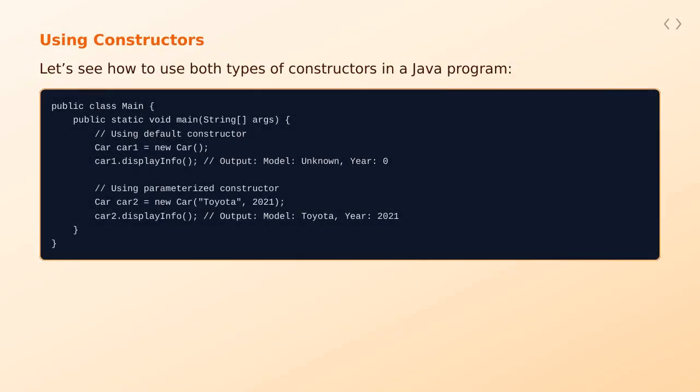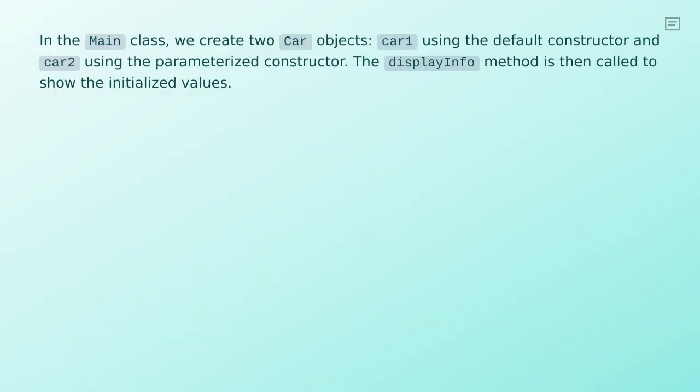Next, using constructors. Let's see how to use both types of constructors in a Java program. This slide introduces a class definition. Study the structure in the code sample. In the main class, we create two car objects, car1 using the default constructor and car2 using the parameterized constructor. The displayInfo method is then called to show the initialized values.